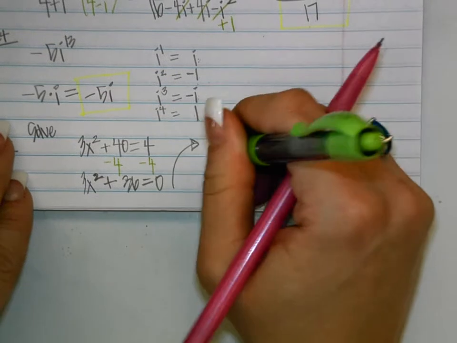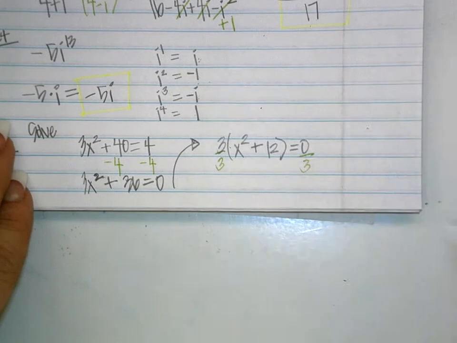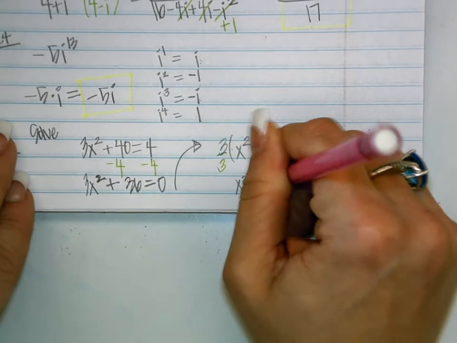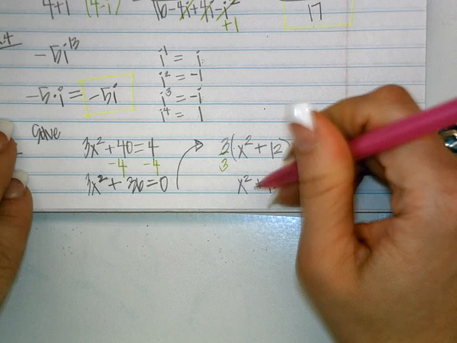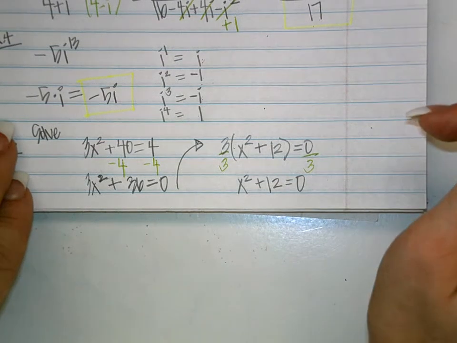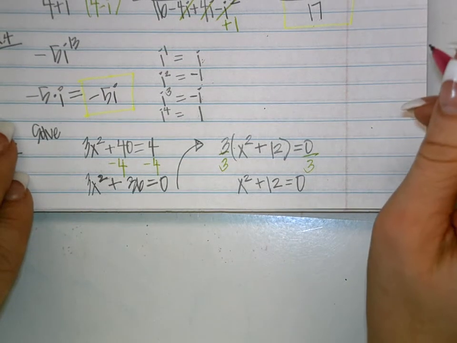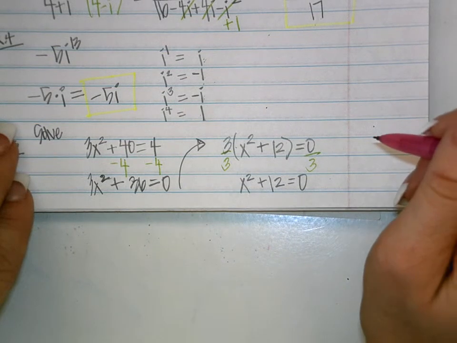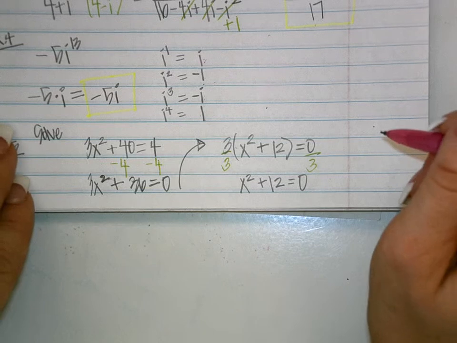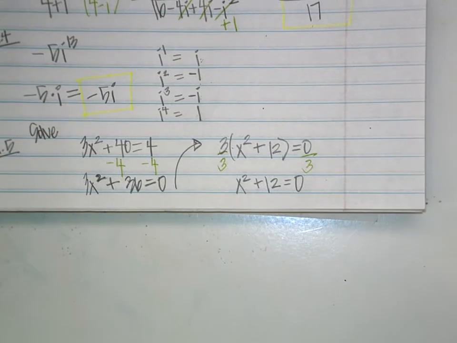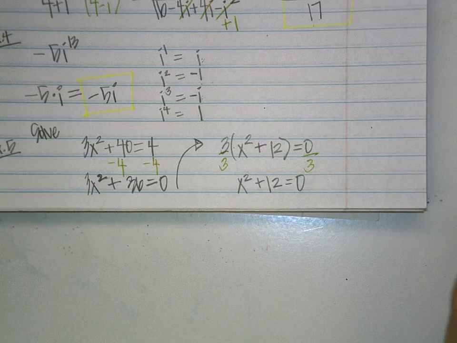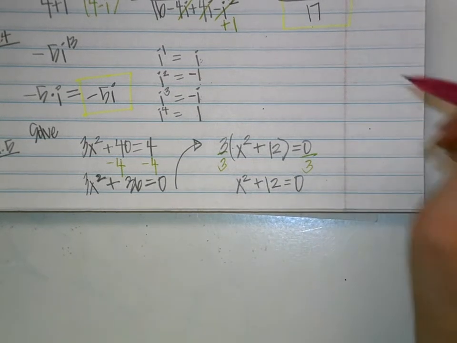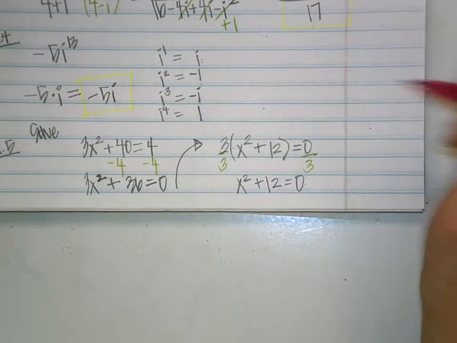Divide away the 3. What's 0 divided by 3? 0. So x squared plus 12 equals 0. Can you factor that? Is that factorable? No, that doesn't factor. So if you can't factor, you either have to get things on opposite sides and take the square root, or you have to complete the square. Which one do you think would be easier here? Complete the square, or you could use quadratic formula, or get things on opposite sides and take the square root.